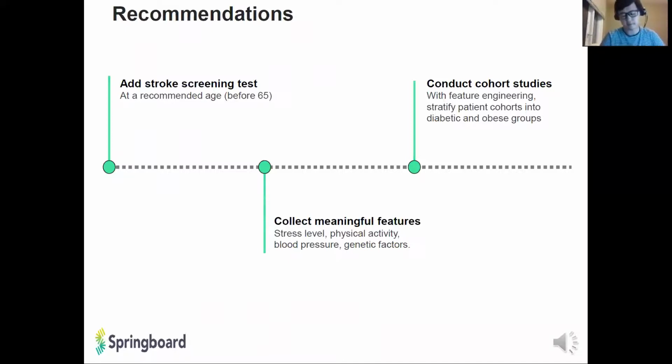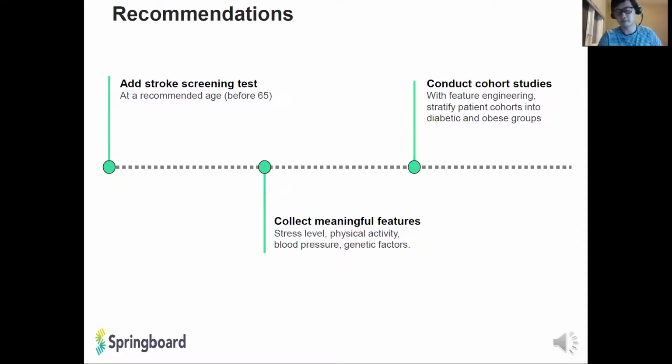Based on my model and the analysis, here are my recommendations for my potential client. First, we need to add additional stroke screening tests at a recommended age before 65. The reason I'm saying 65 is that the mean age of the stroke population is around 65. That's the only reason. The second recommendation is to seek more meaningful features, because the features I had were not enough to explain other feature interactions or the variability in correlation with the stroke, my output label.